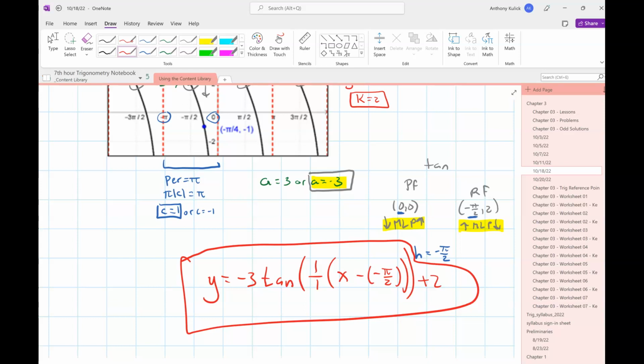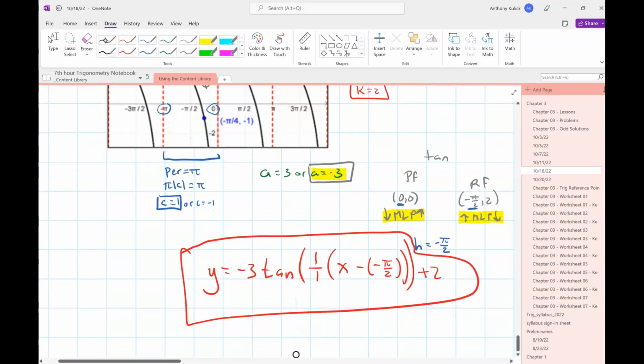What do you think? It's not bad, right? It's all right.